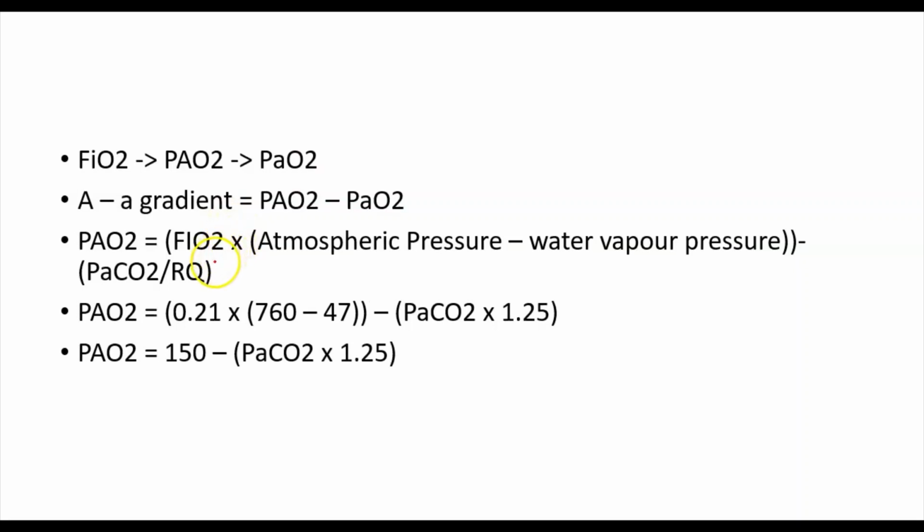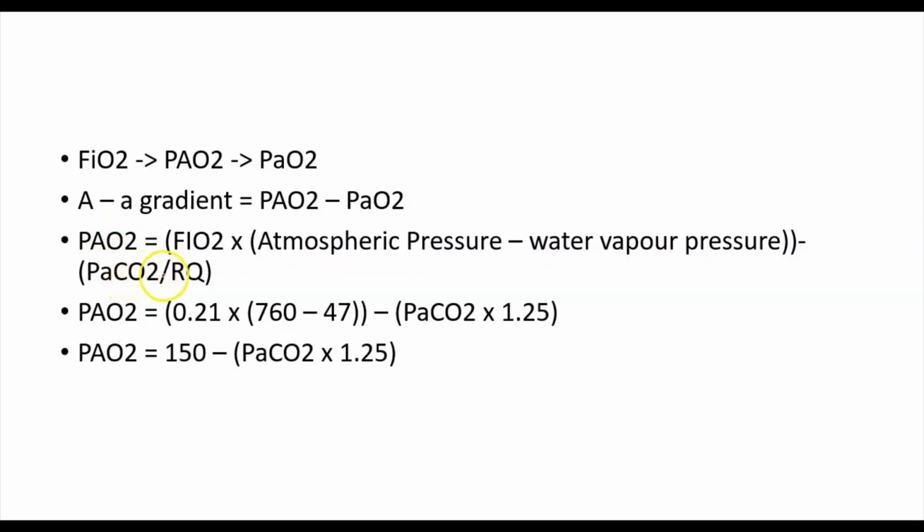We then have to subtract away the amount of carbon dioxide which takes up space in the alveoli, and the amount that's being produced is determined by dividing by the respiratory quotient, which is essentially a ratio of the amount of carbon dioxide that is released divided by the amount of oxygen that is consumed in respiration. And so if there is an increased amount of carbon dioxide in the alveoli, there will be reduced space for oxygen in the alveoli.